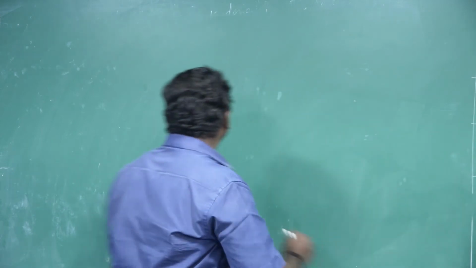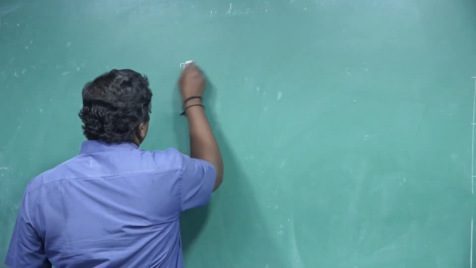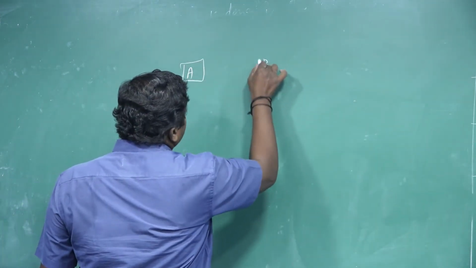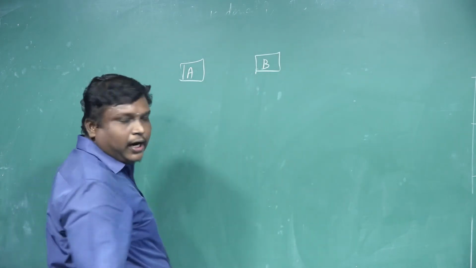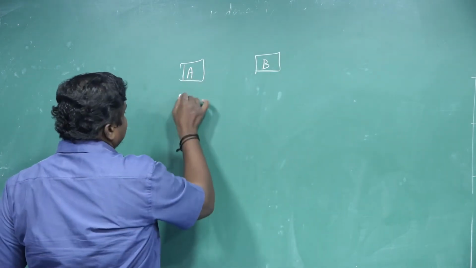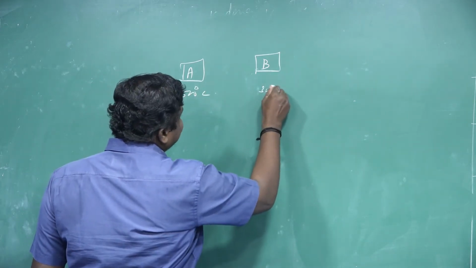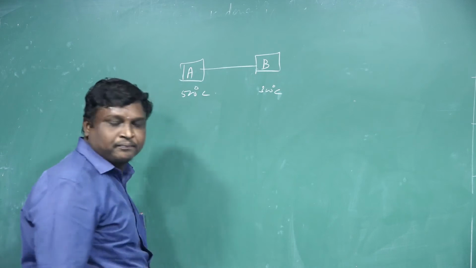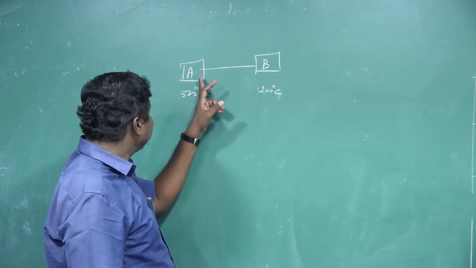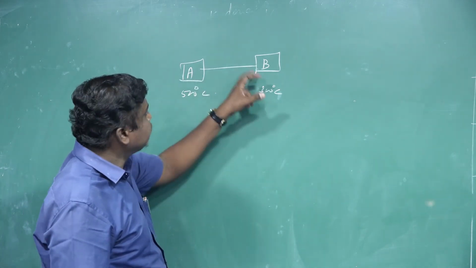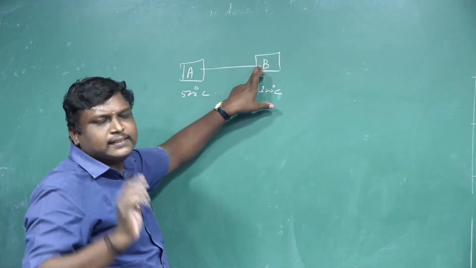For example, let us consider object A and object B. Object A is at a high temperature, 500 degrees Celsius, and object B is at 300 degrees Celsius.